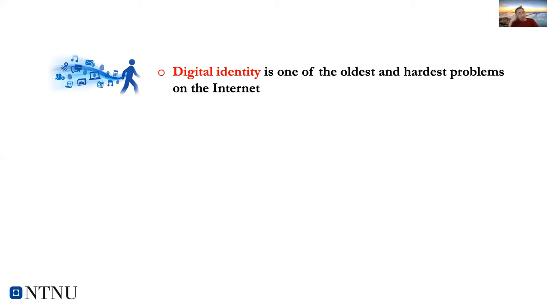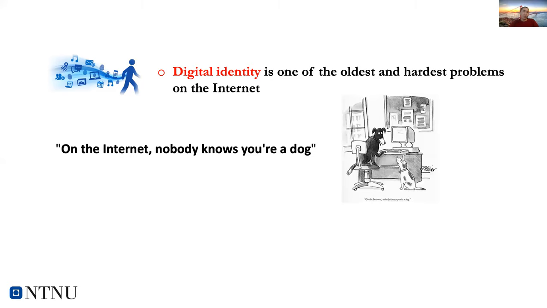But the internet, since its creation, lacks the identity layer. It's one of the hardest problems. One of the problems on the internet is that it's really hard to identify who is who. There is a popular internet meme: on the internet, nobody knows you are a dog. That's tricky.